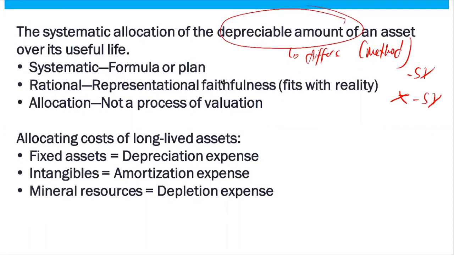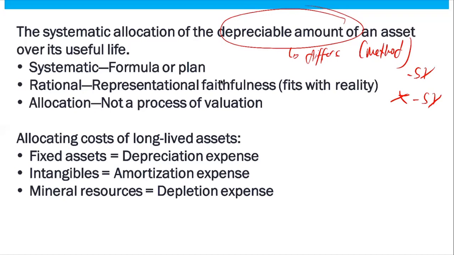So why is it systematic? Because it is based on a formula or plan depending on your method. Next, it is rational because it fits with reality depending again on your method. So normally it fits with reality, especially for machinery if ever you use your units of production method.